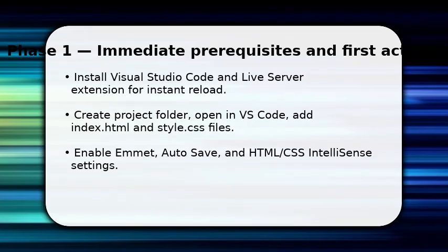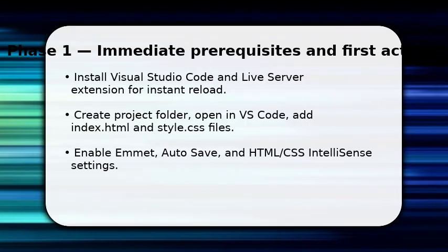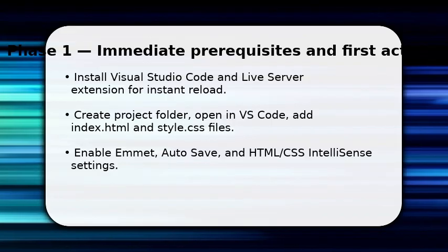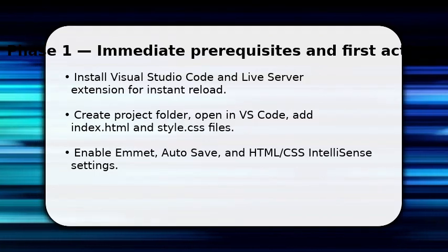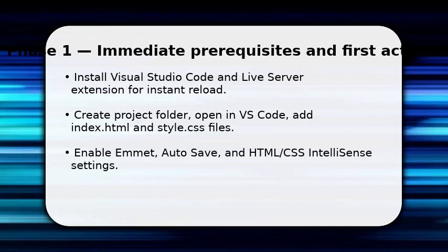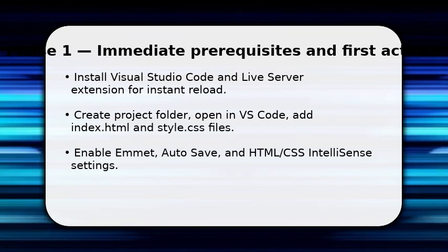You begin by preparing a minimal workspace. Open Visual Studio Code and point it at a new project folder. Create index.html and style.css immediately, then use the Live Server extension to preview changes as you type. Once done, enable Emmet and IntelliSense so you can scaffold HTML faster and catch CSS property names. Make sure to save files to activate live reload. This speeds feedback and prevents guesswork when you edit markup or styles.